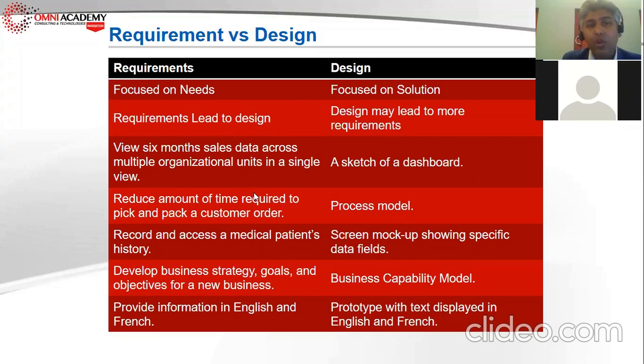Okay. View, for example, view 6-month sales data across multiple organization units in a single view. This is the requirement. But making it a sketch on a dashboard could be a design, like you mentioned, Kashif and Shumaila, mockups. Yes, reduce the amount of time required to pick and pack a customer order. Daraz maybe, right? For example, making a process model for that is a design.